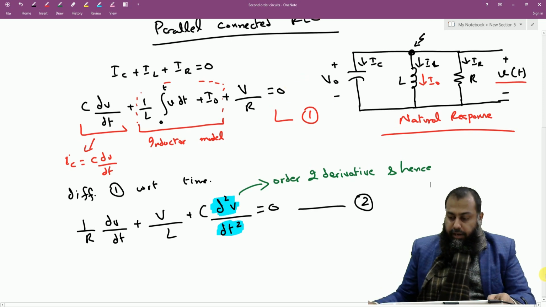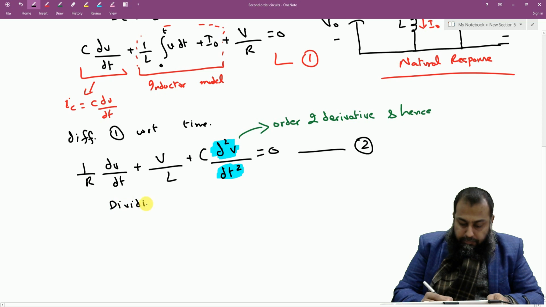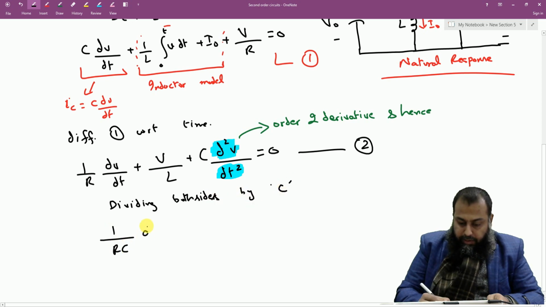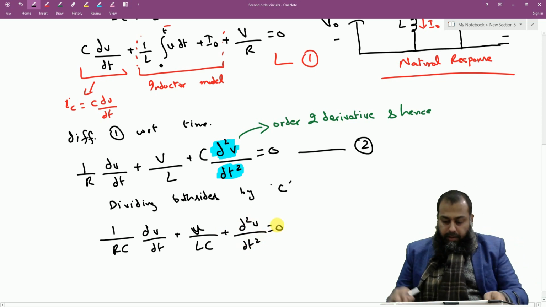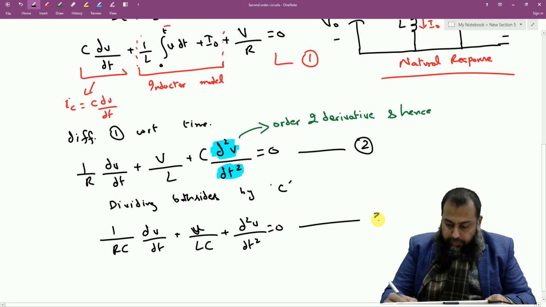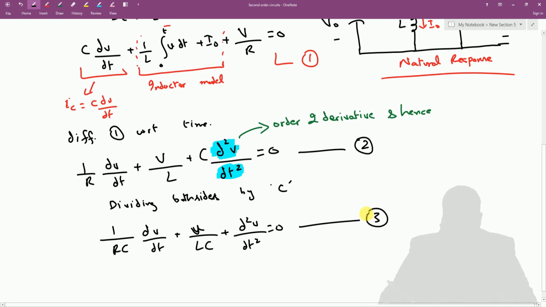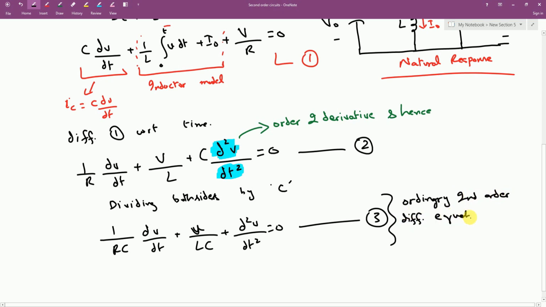Let us divide both sides by C. Dividing both sides by C, this becomes 1 over RC dv/dt plus v over LC plus d squared v over dt squared, that is equal to 0, and this is my equation number 3. Now this equation number 3 is actually an ordinary second order differential equation, and it has constant coefficients.